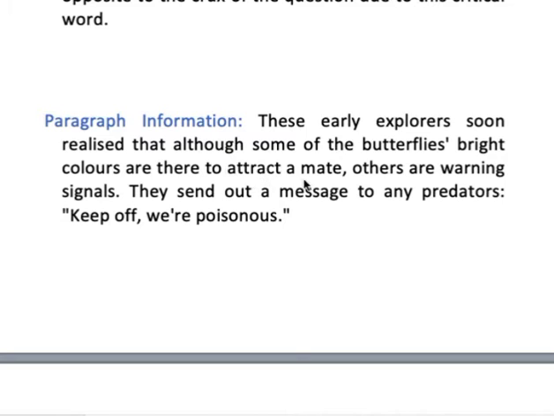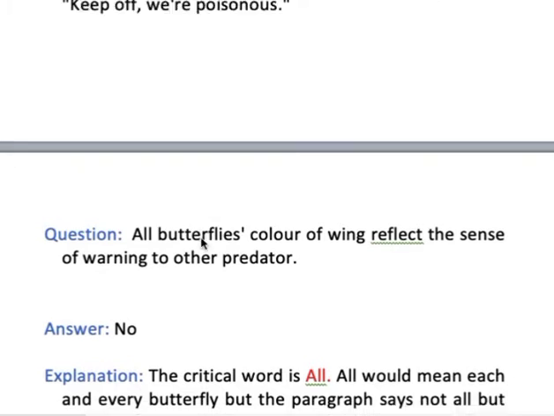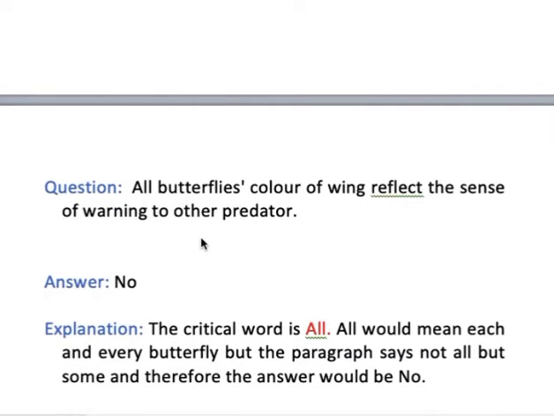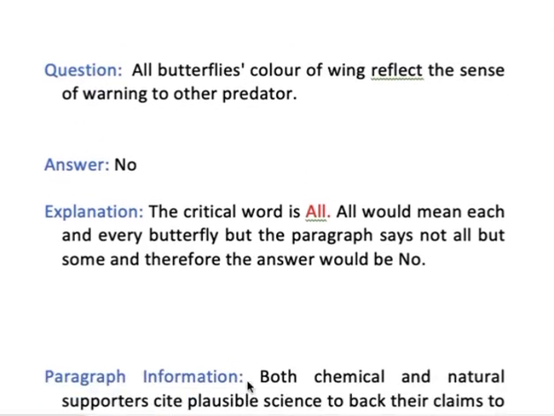attract a mate, others are warning signals. They send out a message to any predators: keep off, we are poisonous. Question is, all butterflies' color of wing reflects a sense of warning to other predator? Answer is no. The critical word is all. All would mean each and every butterfly. But the paragraph says not all, but some, and therefore the answer would be no.